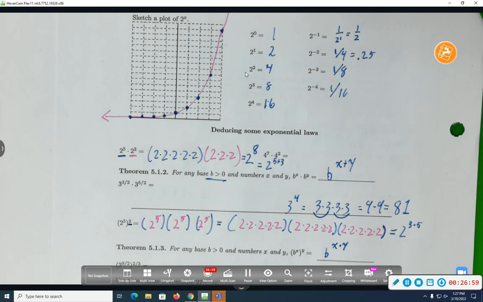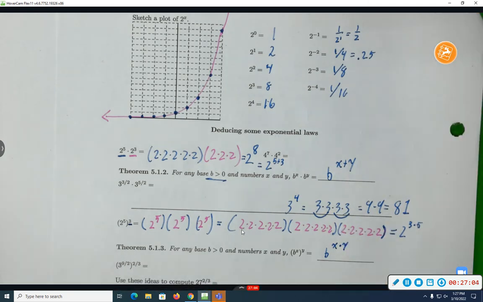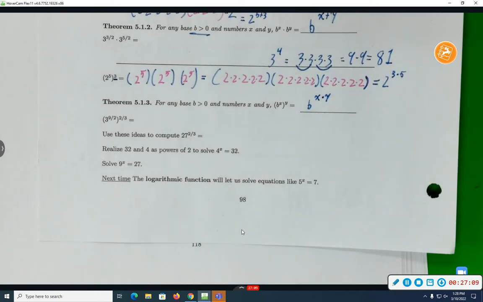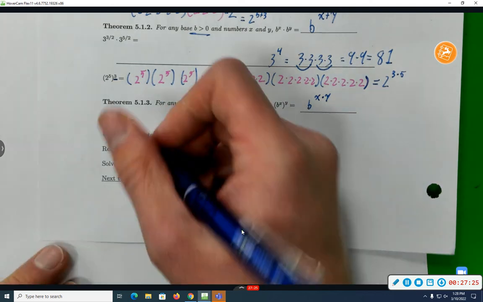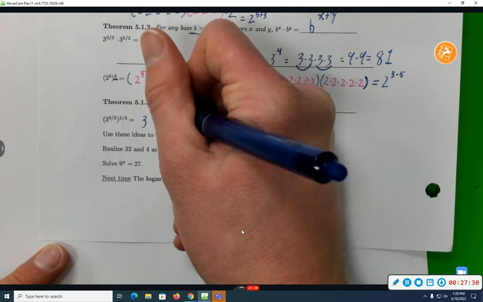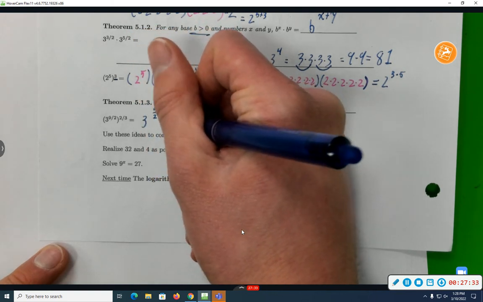So let's use that to get another computation. Three to the 9 halves to the 2 thirds. Let's try to compute that. So I see an exponential of an exponential. So that means I can just multiply the exponents together. Let's do that. So that is 3 to the 9 over 2 multiplied by 2 over 3.